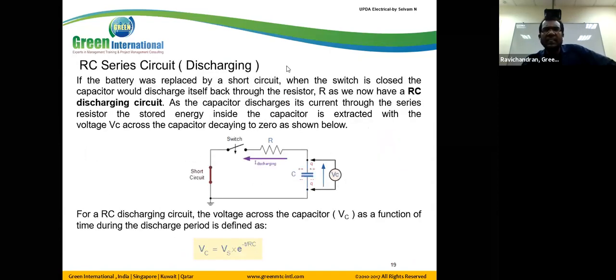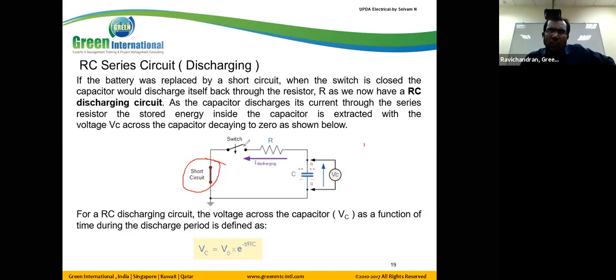Now we are discussing the discharging current. Compared with the previous question, here we remove the voltage source and short circuit. Now the switch is in the open condition. So when the switch is open, we have some voltage in the capacitor.